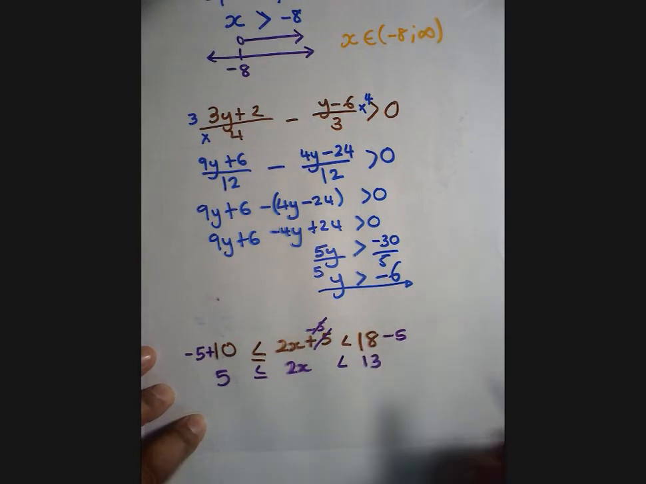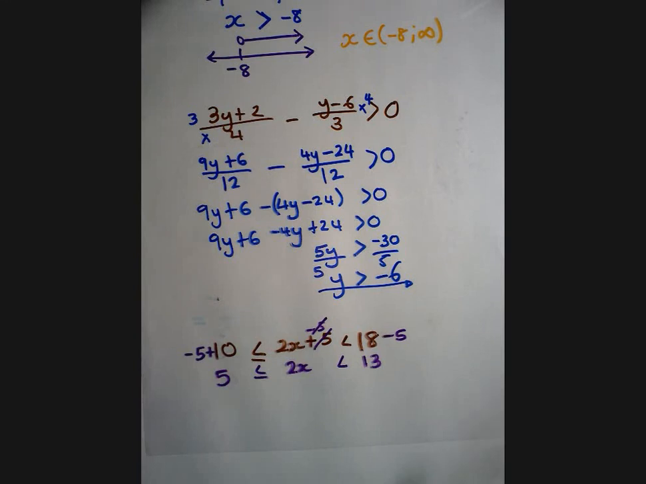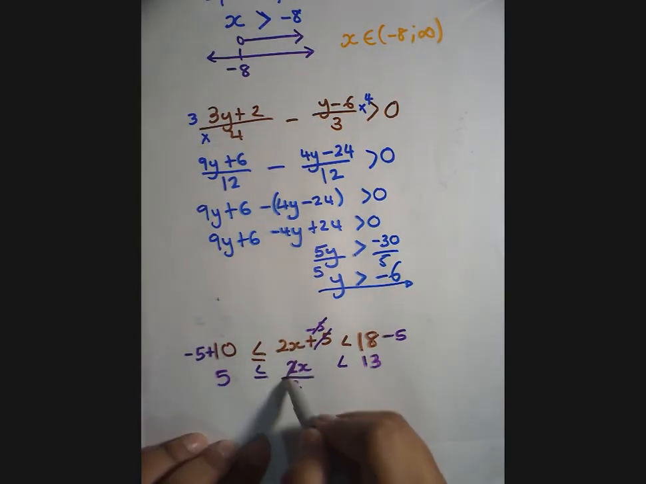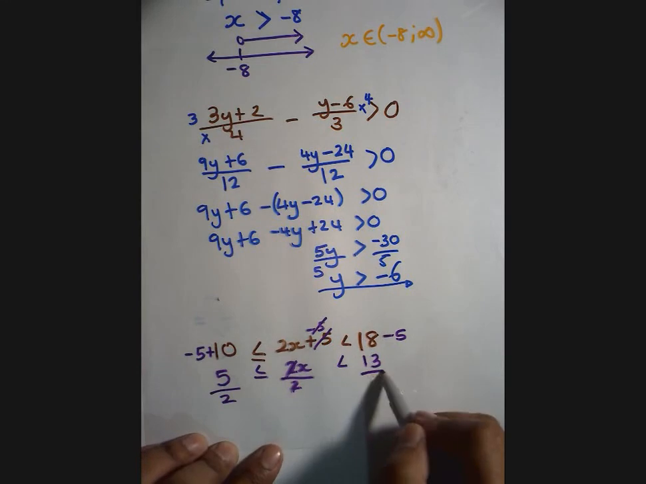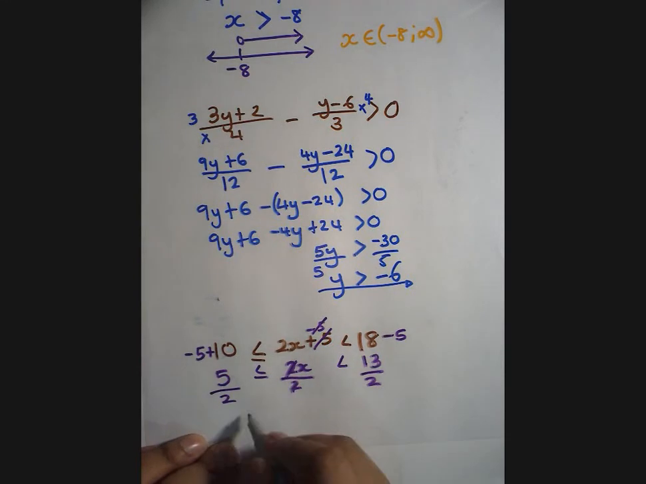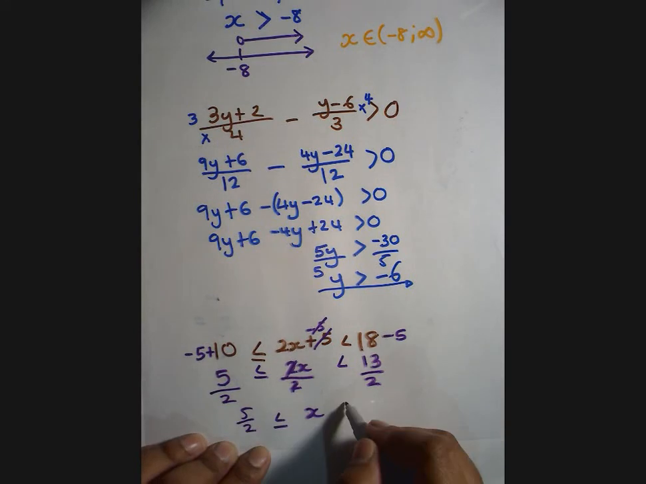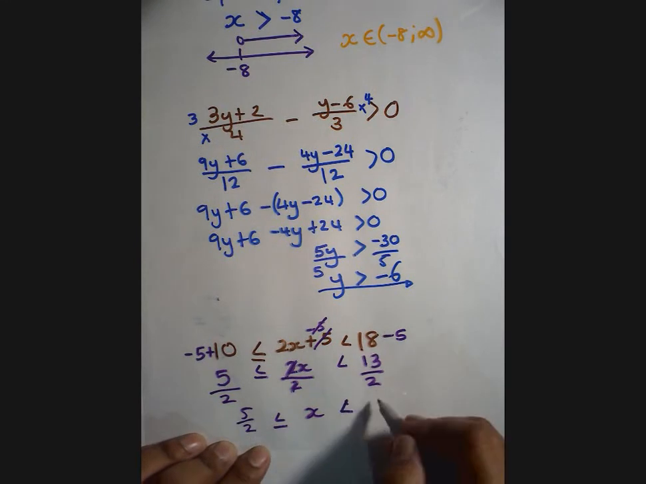Then I'm going to be like, okay, how do I get rid of the 2 in the middle? I divide all sides by 2. Whatever I do to one side, I do to the other side. So my final answer would be 5 over 2 less than or equal to x, which means x is greater than or equal to 5 over 2, so it must be more than that, but it must be less than 13 over 2.